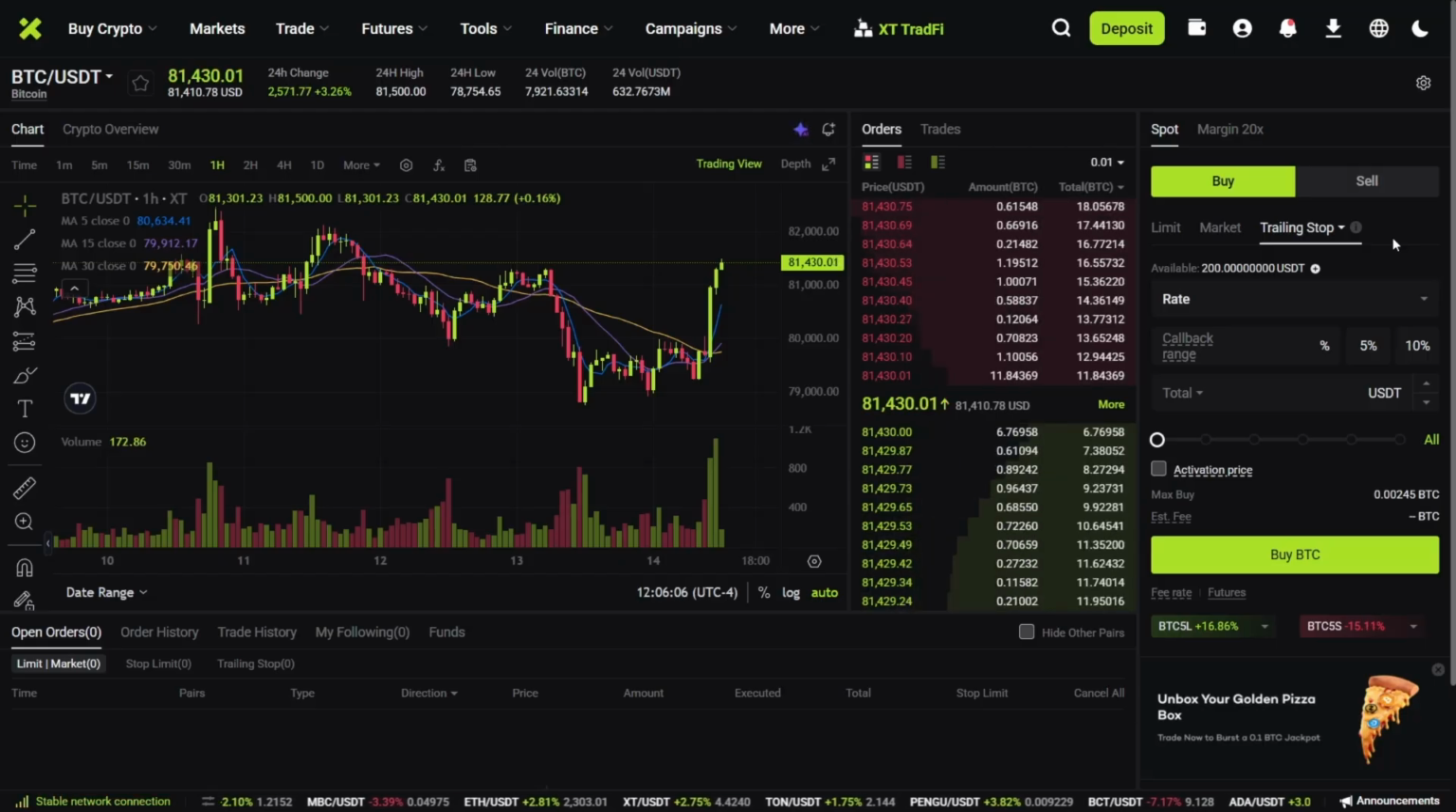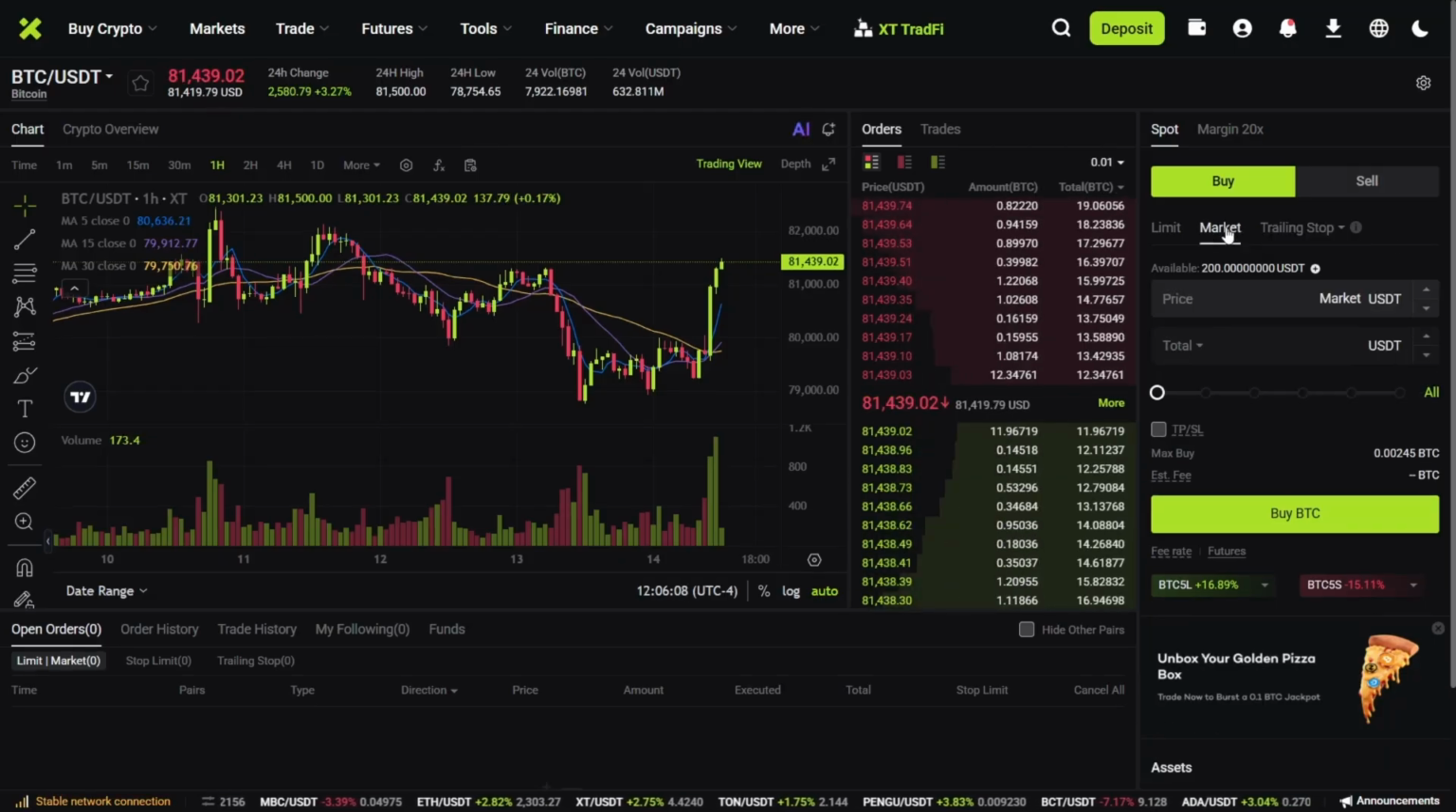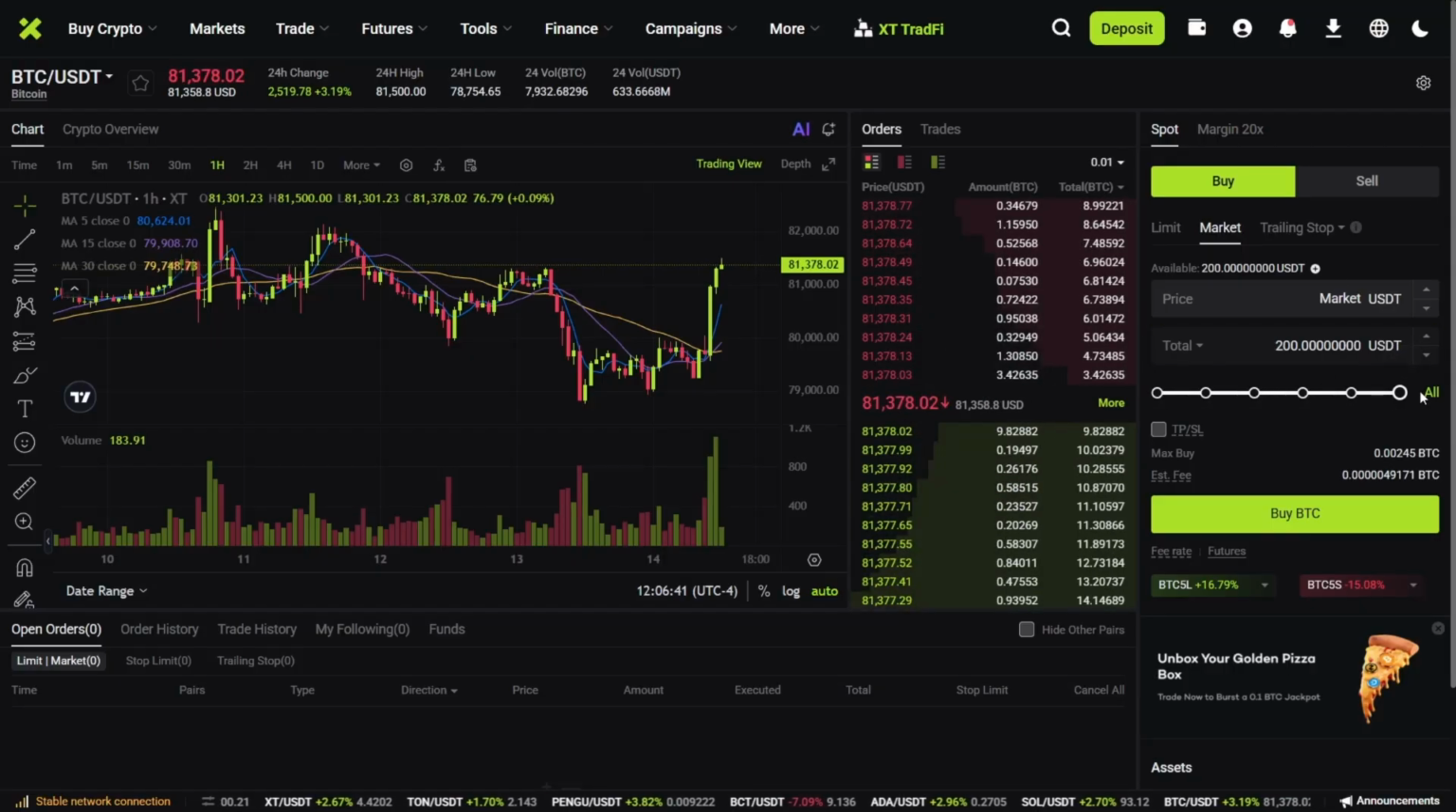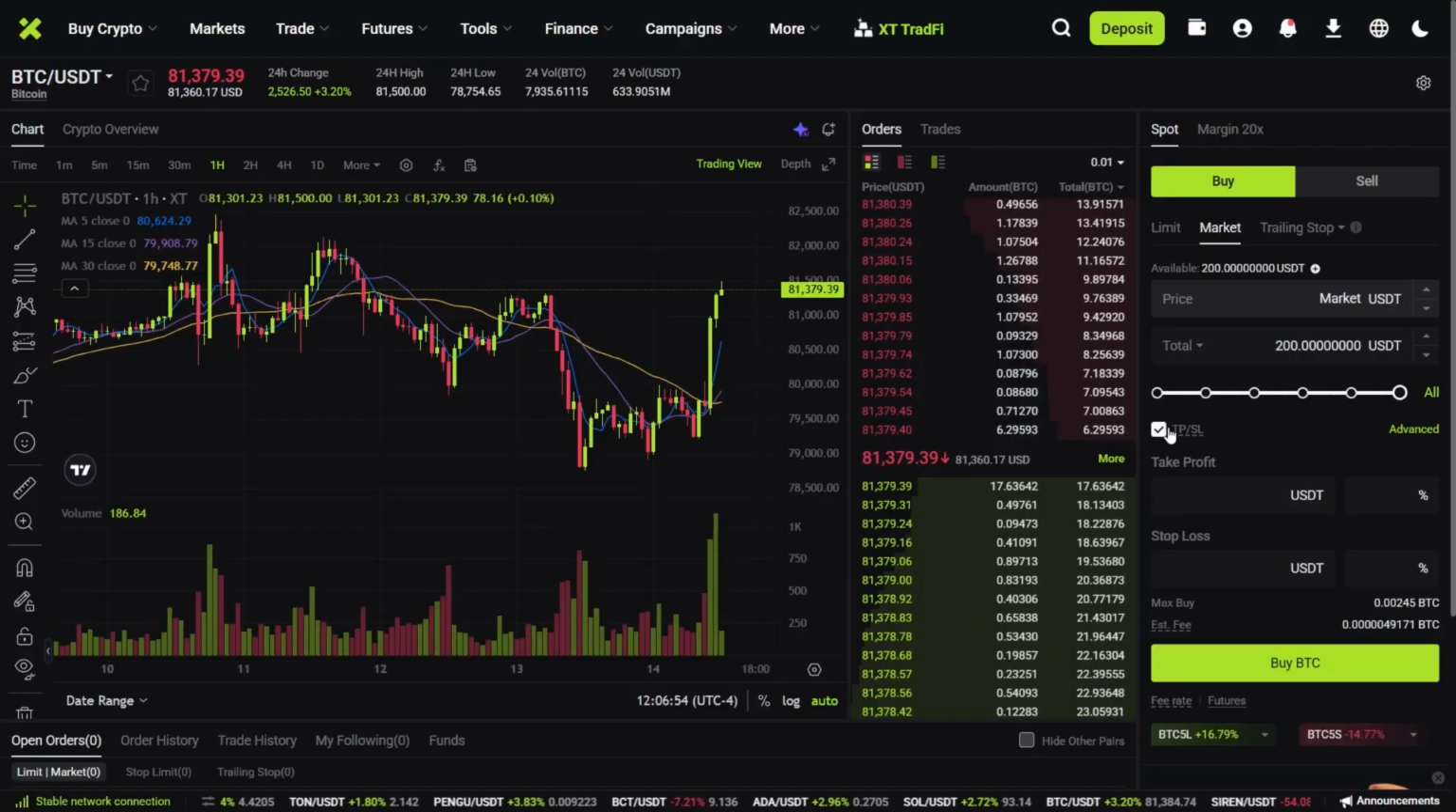For this tutorial, we will be using a market order, so the trade executes instantly and you can easily follow along. So let's get our trade set up. We will be buying Bitcoin with our full amount of our account balance, which is 200 USDT. And now before we buy, we can see a box that says TP and SL. This stands for take profit and stop loss.